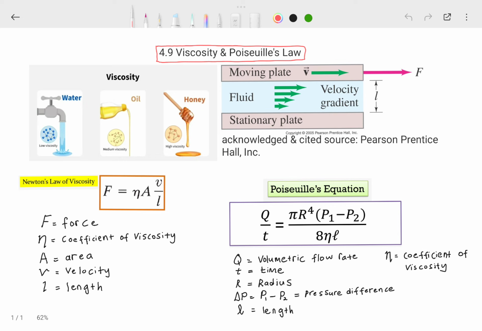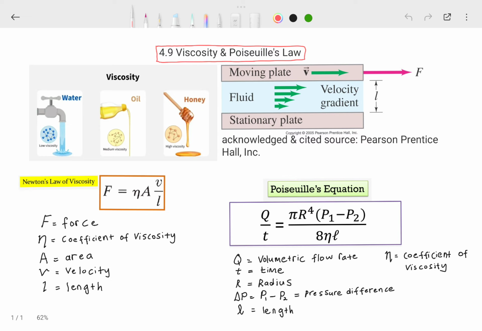Hello everyone, welcome back again in chapter 4, fluid. Now we continue our lesson under subtopic 4.9, which is viscosity and Poiseuille's law. Okay, before we start, let's introduce some mechanism related to this subtopic.